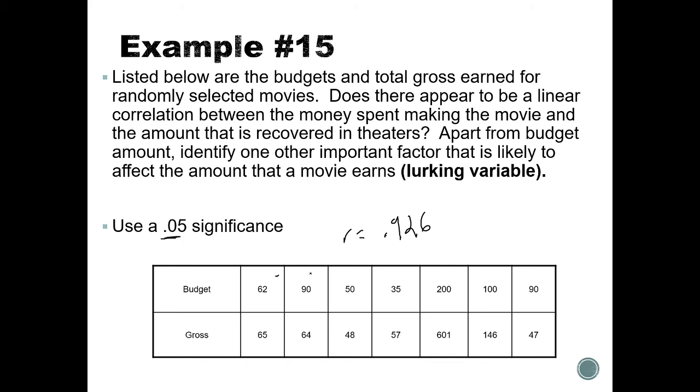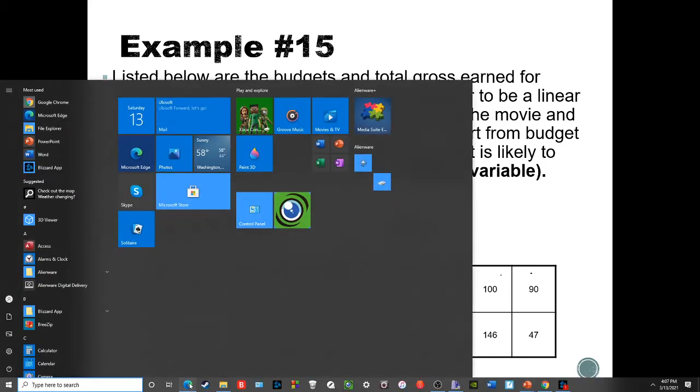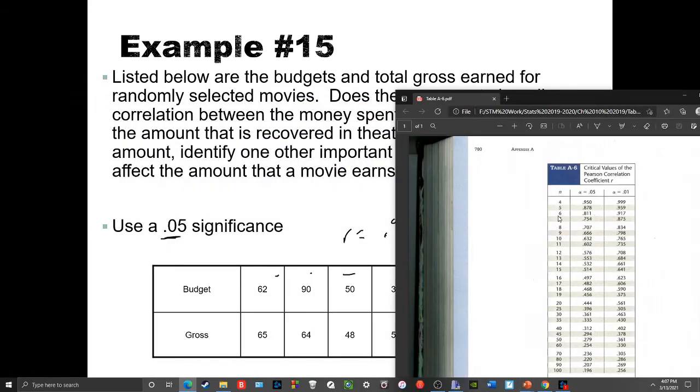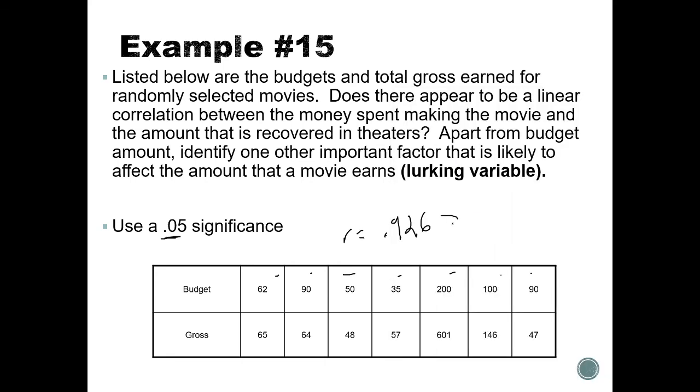Well, let's see here. We have 1, 2, 3, 4, 5, 6, 7 this time. So we want to be 95% certain with 7 pairs of data. We're looking for 0.754 or more. Well, again, that's definitely bigger than 0.754. So in this case, yes, there is a linear relation between how much you spend on a movie and how much it's going to make. So that means, typically speaking, the more you spend, the more the movie is going to make.